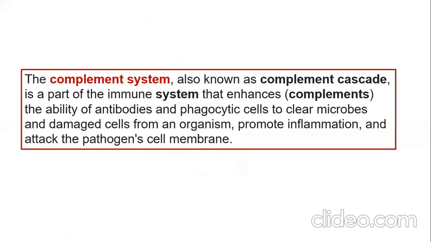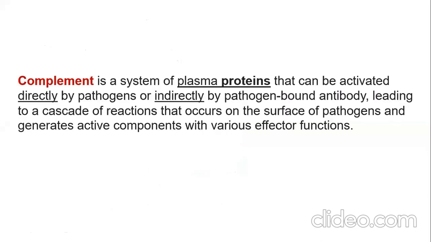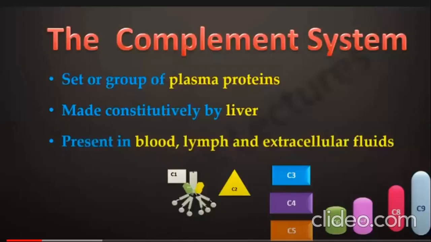And this is the complement system. What is a complement, or complement proteins? A complement is a system of plasma proteins that can be activated directly by a pathogen without antibody involvement, or indirectly by pathogen-bound antibody, leading to a cascade of reactions that occurs on the surface of the pathogen, and basically it kills the pathogen and affects our function. That's the definition of the complement.